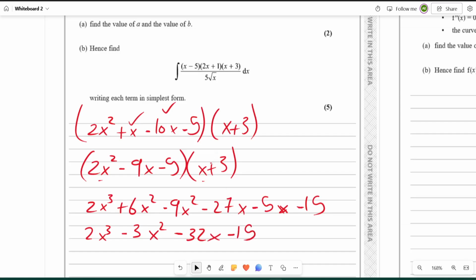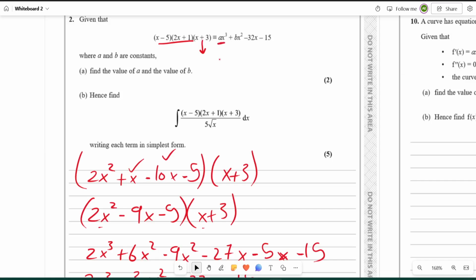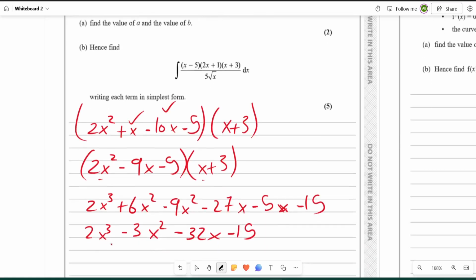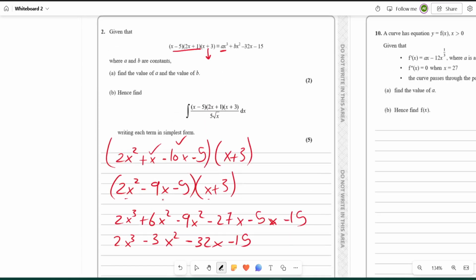So over here, I can compare the coefficients. a is going to be basically what's multiplying x cubed. That is 2 over here, so a equals 2. b is what's multiplying x squared, so b equals minus 3. And that is going to be my answer over here.